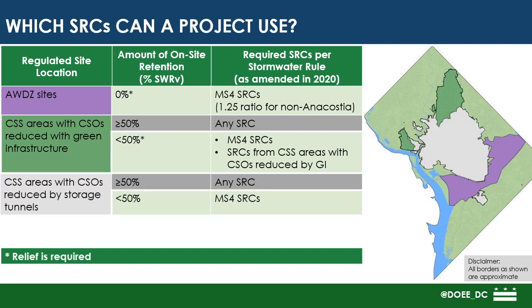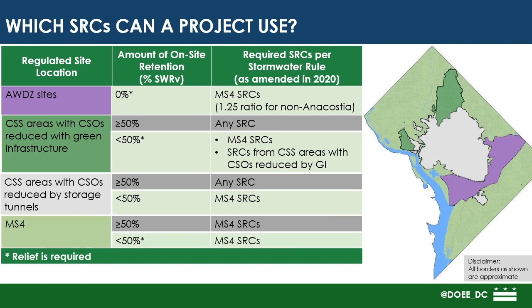Projects in the gray area of the CSS can use any SRC if at least 50% of their SWRv is met on site, and will need to use MS4 SRCs if less than 50% is met on site. Projects in the MS4 are required to use MS4 SRCs regardless of how much on-site retention they achieve.